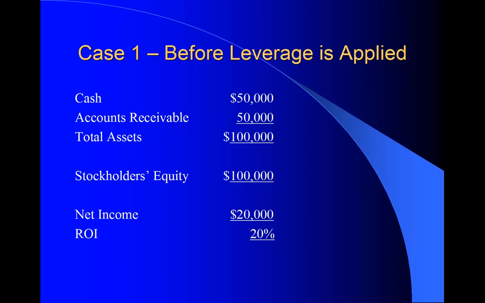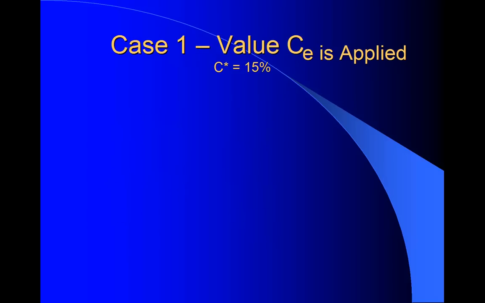Okay, so let's start with a first case, a company with no leverage whatsoever. That is, the assets of this company are funded 100% by stockholders' equity. So I've created a simple balance sheet here. We've got $100,000 of assets. We've got $100,000 of stockholders' equity. If net income is $20,000, then our return on investment is 20%, which is $20,000 divided by stockholders' equity of $100,000. So 20% return on equity.